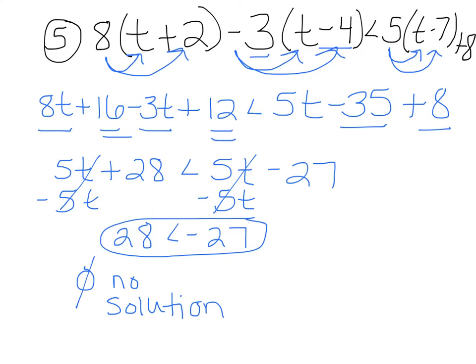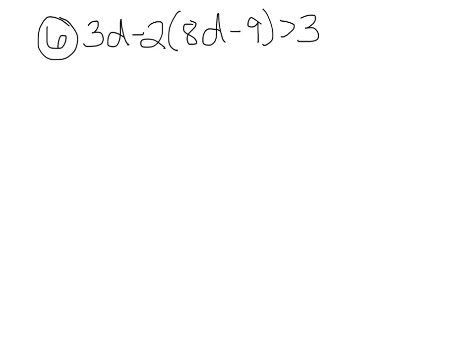One more example. Number 6 is 3d minus 2 parentheses 8d minus 9 is greater than 3 minus parentheses 2d plus 7. Hit pause and work this out on your own.